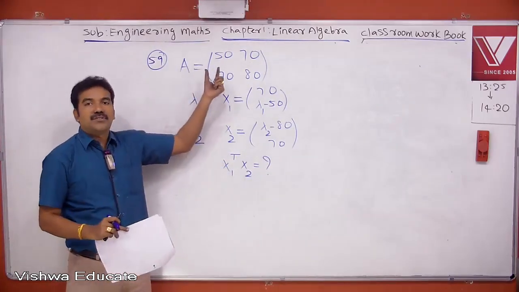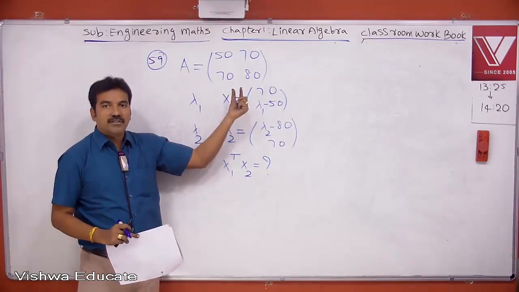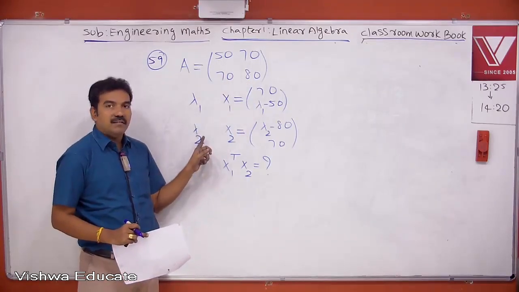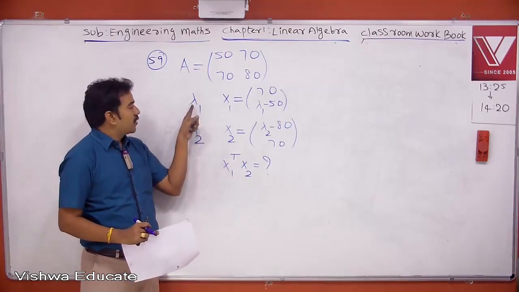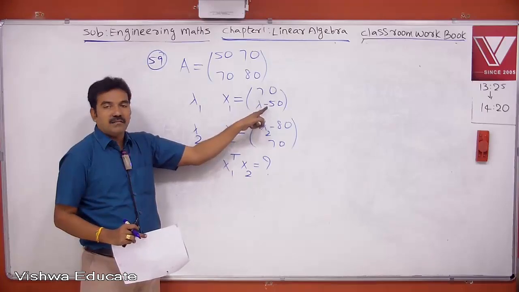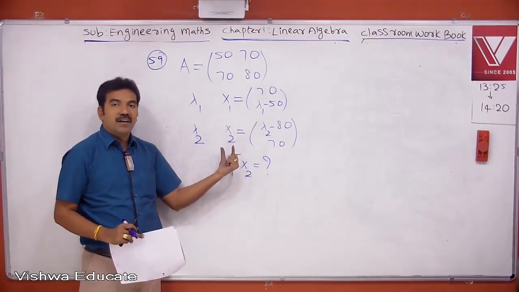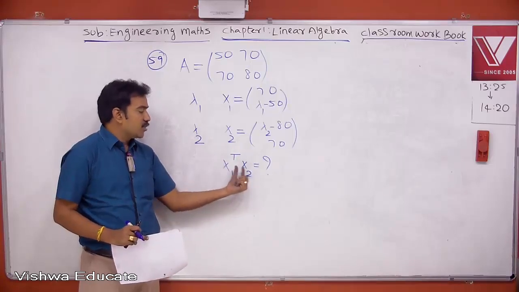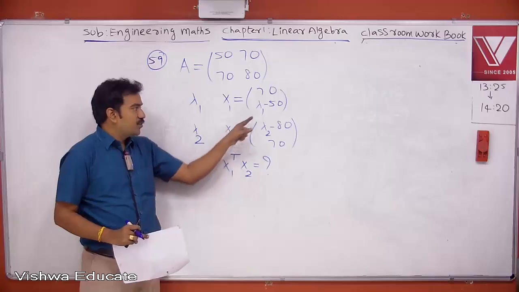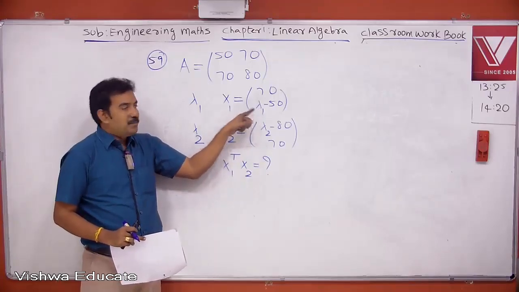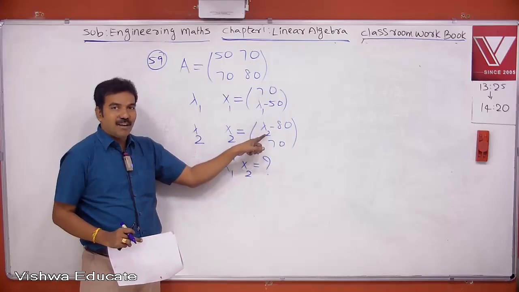Now this is my matrix 50, 70, 70, 80. It's a 2 by 2 matrix, so two eigenvalues exist. They are not given as values, but as notations lambda 1 and lambda 2. With respect to lambda 1, this is my eigenvector x1. With respect to lambda 2, the eigenvector is x2. And they are expecting x1 transpose into x2. If you want to calculate x1 transpose, you must generally know lambda 1, because inside x1, lambda 1 is required, and inside x2, lambda 2 is available.